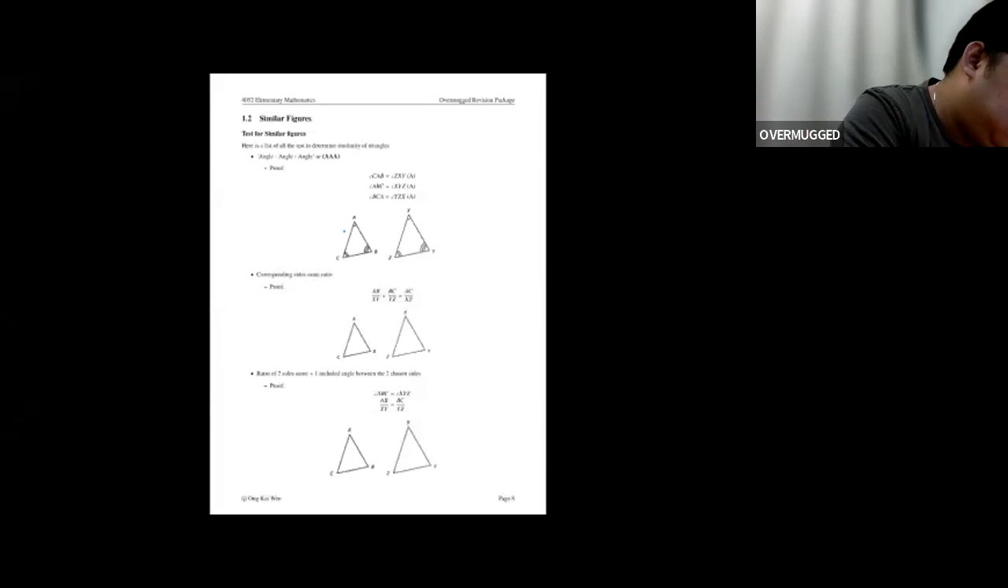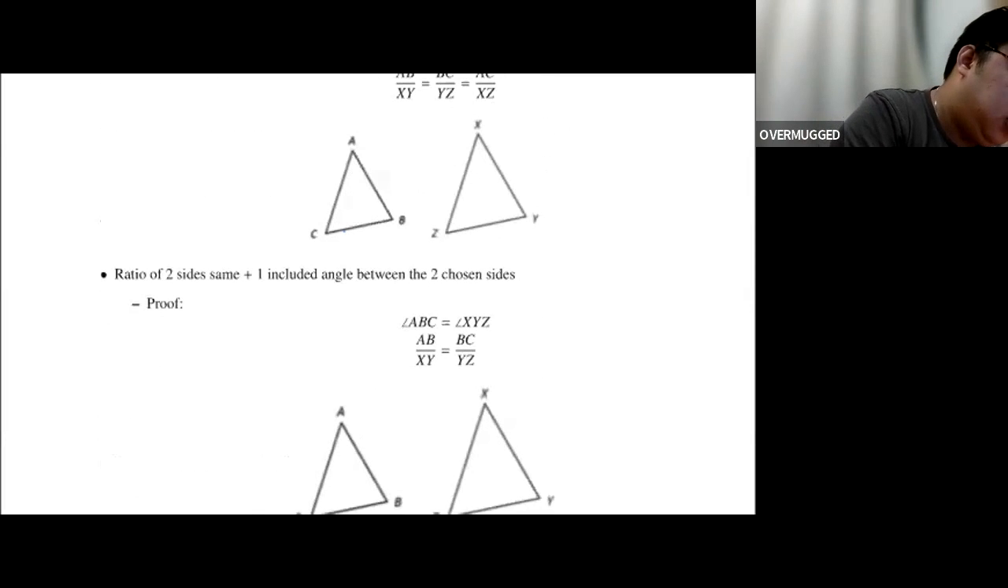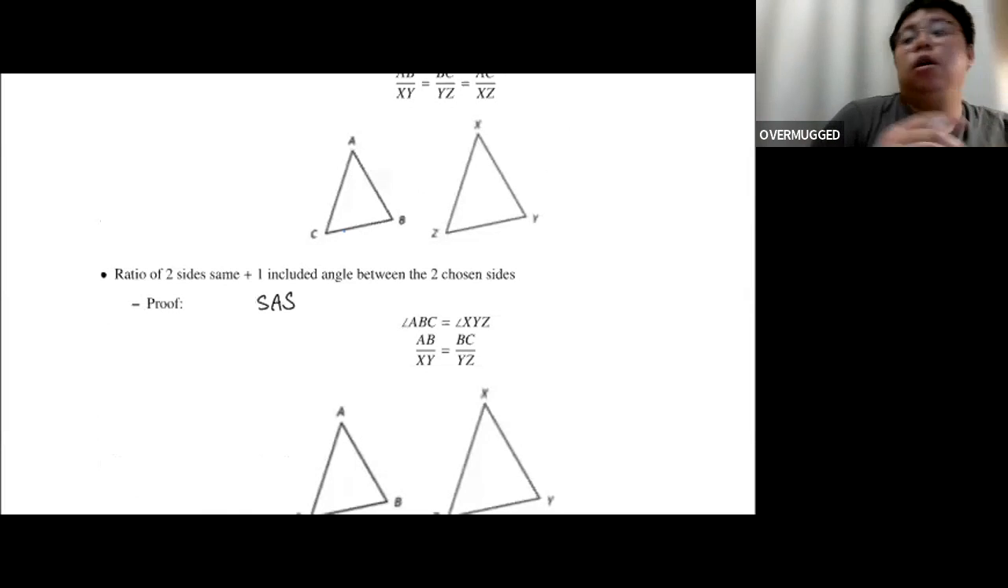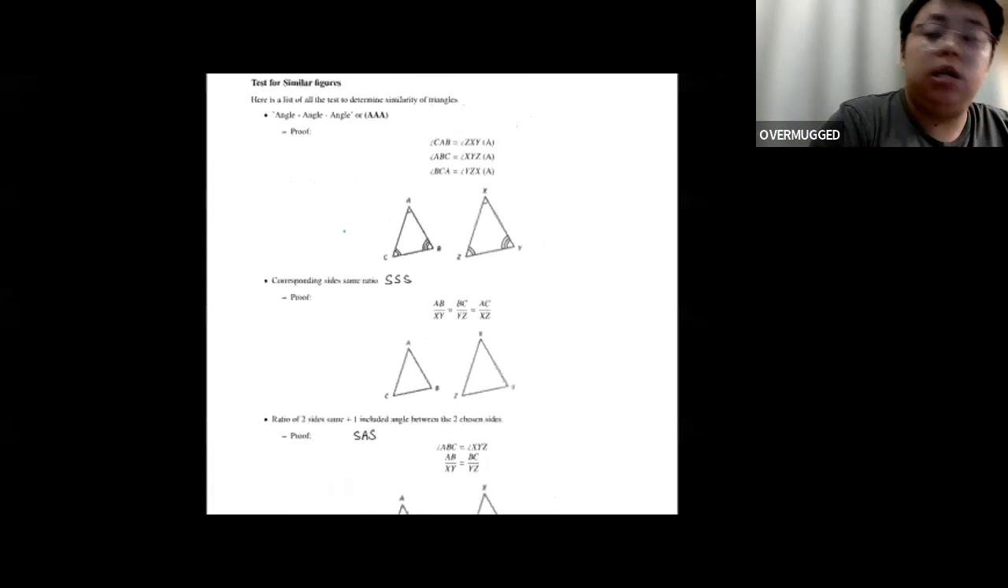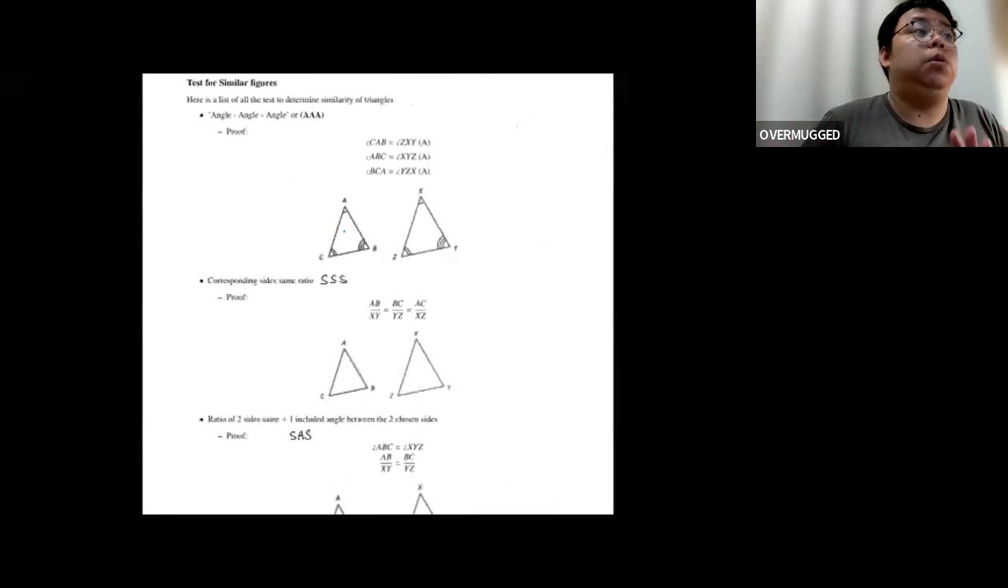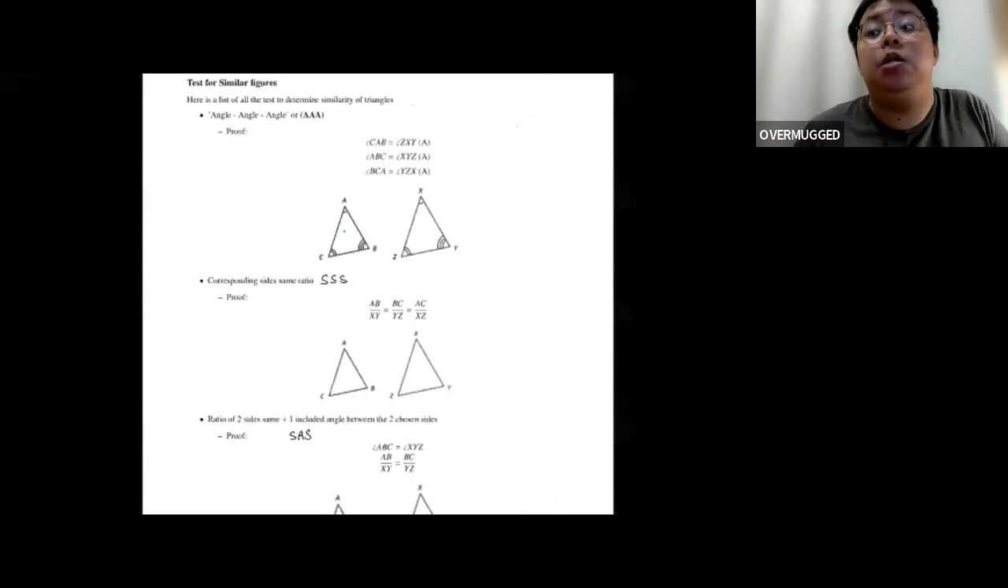Now, some schools call the second one SSS, and some schools call the last one SAS. Personally, I don't like to use the words SSS and SAS, for a very simple reason: I don't want to confuse myself between congruency tests and similarity tests.